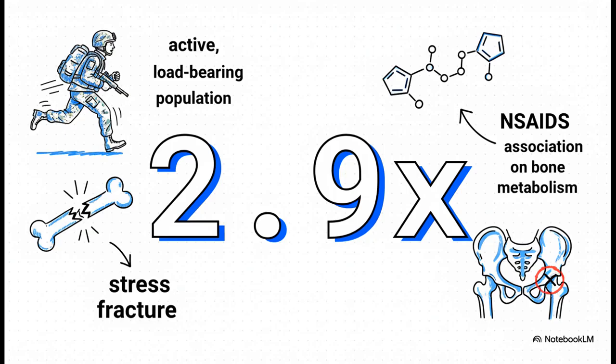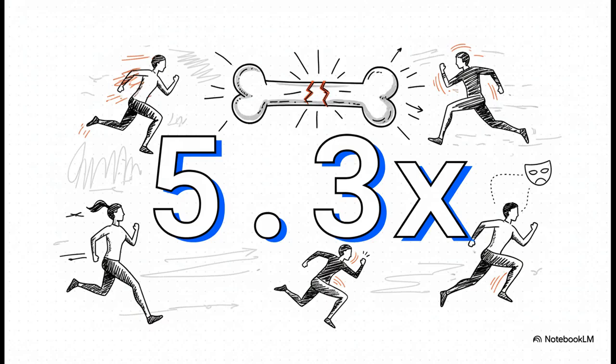Now think about it. This is in a young, active, load-bearing population, which sounds a lot like the patients we see in our clinics, right? It raises some serious questions about what these drugs are doing to bone health under stress. And if you thought 2.9 was high, check this out. During periods of a major spike in activity, like basic combat training, that risk jumped to 5.3 times. This strongly suggests there's a dose-response thing happening here between activity level and risk.